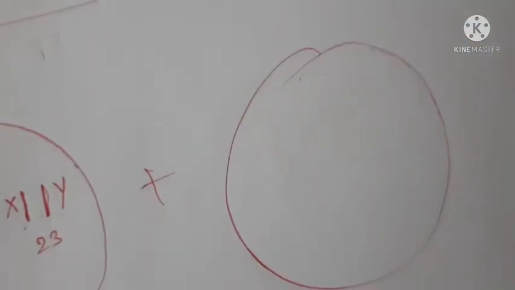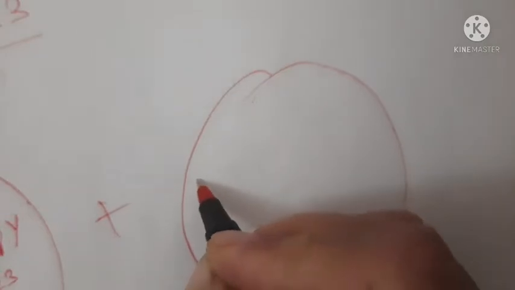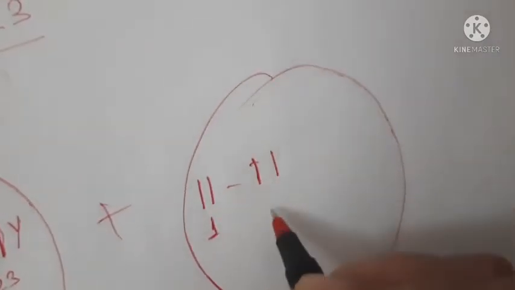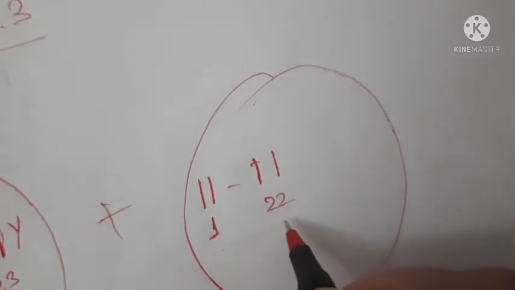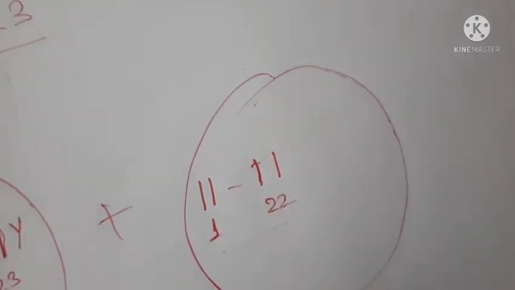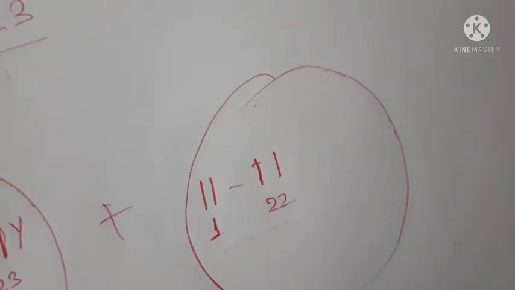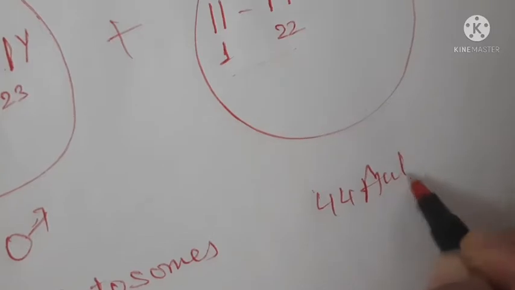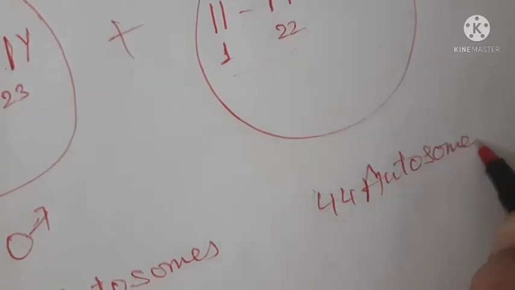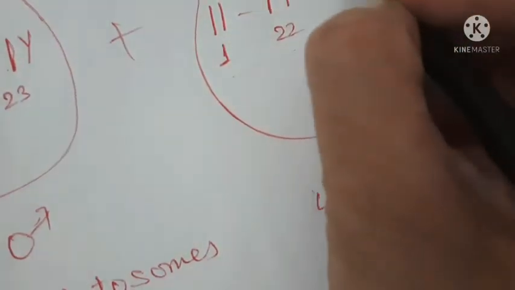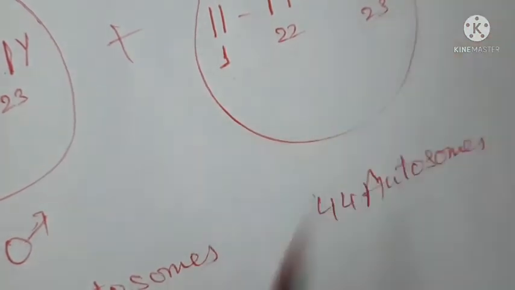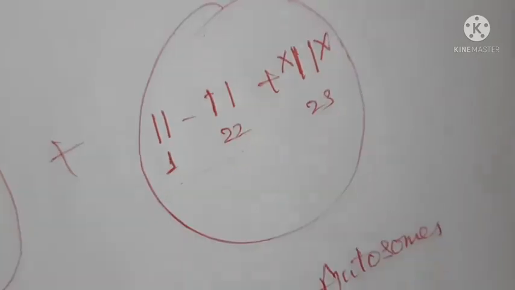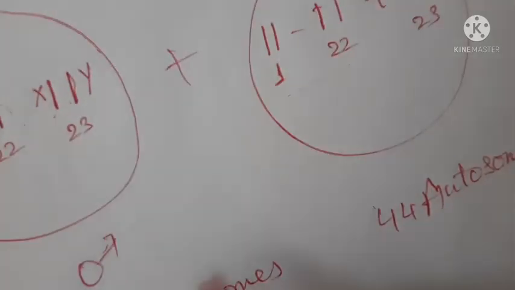Now if we take the case of females, the diploid cell which is present in the ovary also has 22 pairs of chromosomes which are called autosomes. If there are 22 pairs, that means 44 autosomes, plus the 23rd pair of chromosomes, which is a sex chromosome, and in females it is X and X.